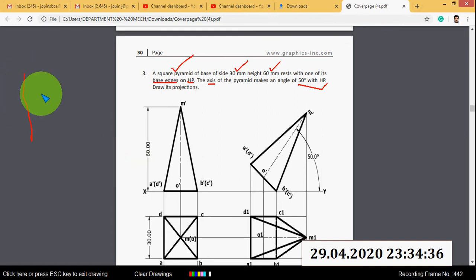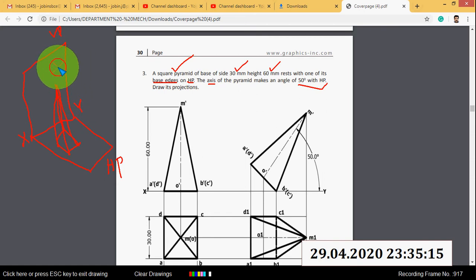So first I will show the vertical plane and horizontal plane. This is the horizontal plane, and this is the vertical plane. Then this intersection is called the XY line. So here you can see the square pyramid is in the horizontal plane. I will show the apex. You can see this is the square pyramid, and it is in HP.